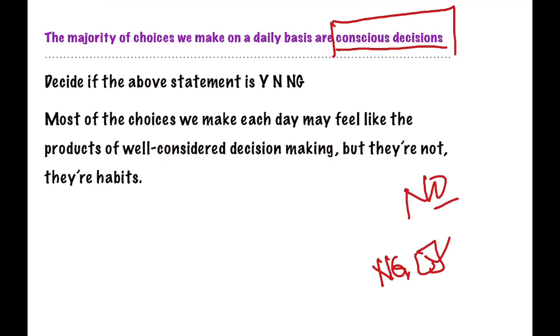Now, what are conscious decisions? Conscious decisions are things you are aware of. So once you are aware of your environment, you are conscious, you are alert. Most of the choices we make each day may feel like the product of well-considered decision making. That is consciousness. But they are not.